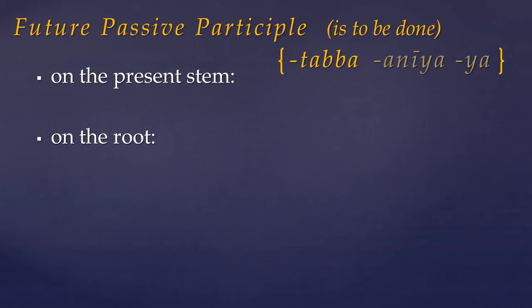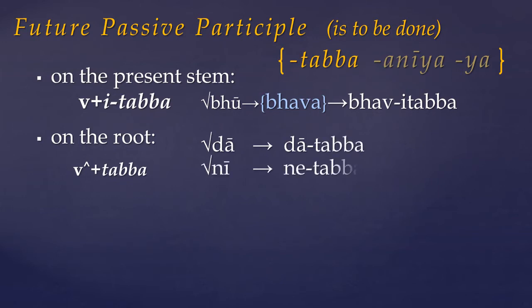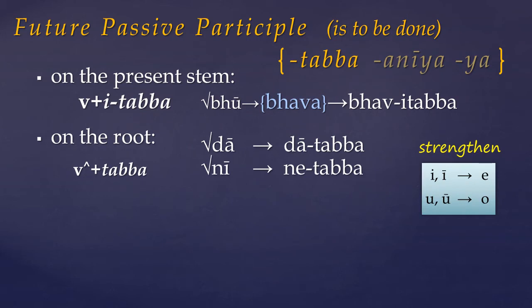Present stems have tabba added by means of a connecting i vowel, and most verbal roots ending in an u, either short u or long u, form the future passive participle on the present stem. To the remaining roots, tabba is added directly if they end in a vowel, and roots ending in either a short or a long i strengthen these vowels to e. A few roots ending in u are strengthened to o.